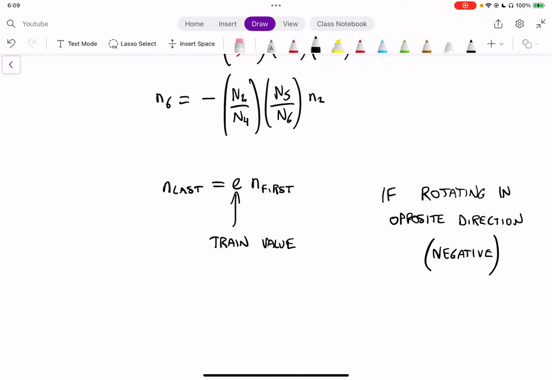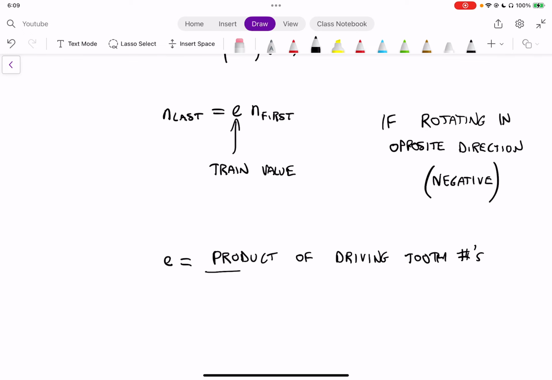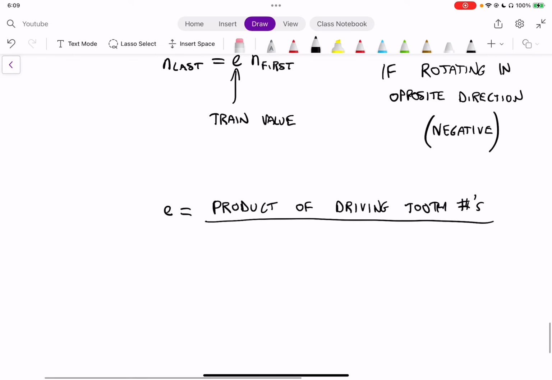So what does the train value stand for? One way to think about the train value is to say that the train value is equal to the product of driving tooth numbers divided by the product of driven tooth numbers.